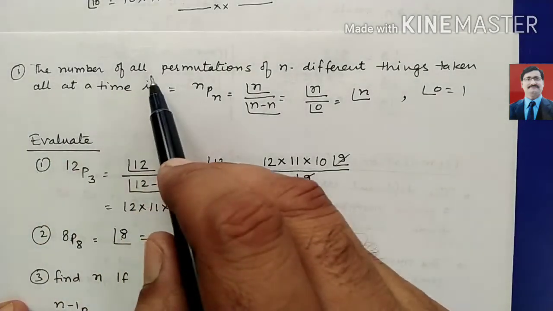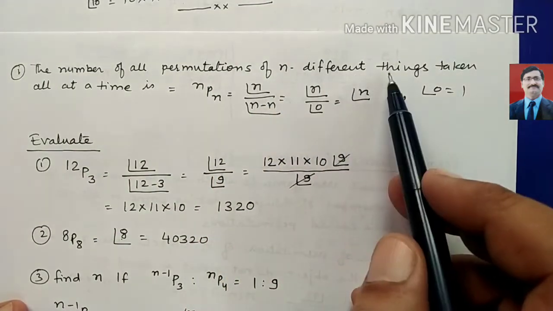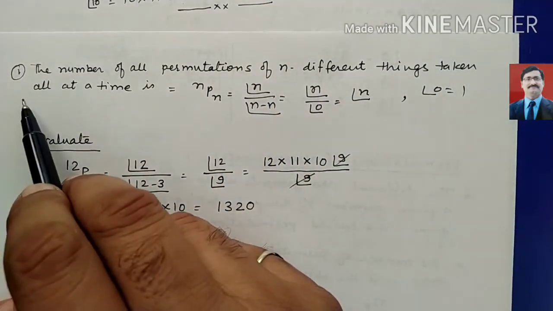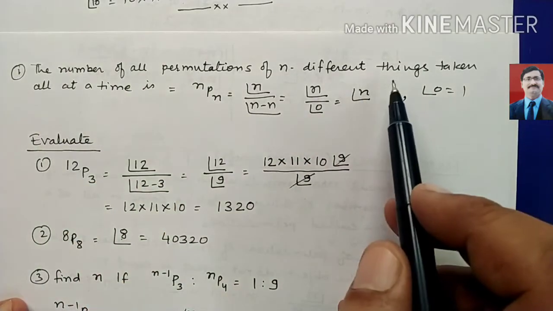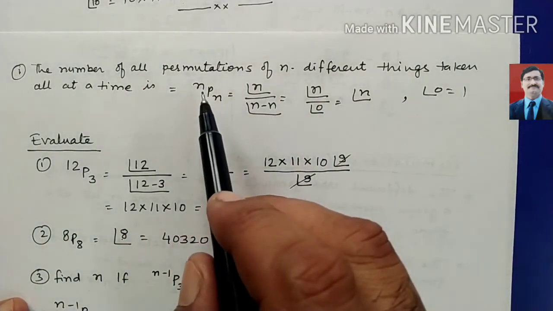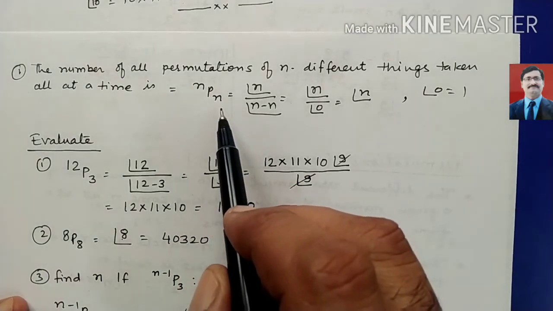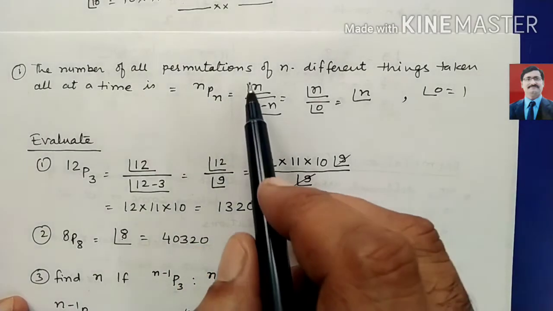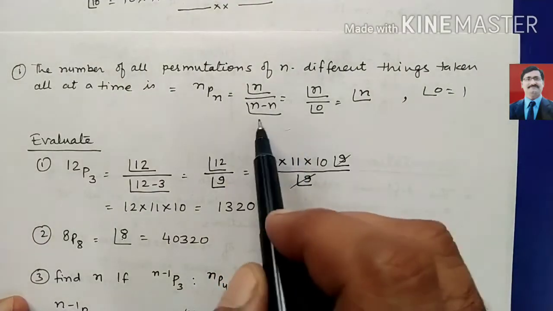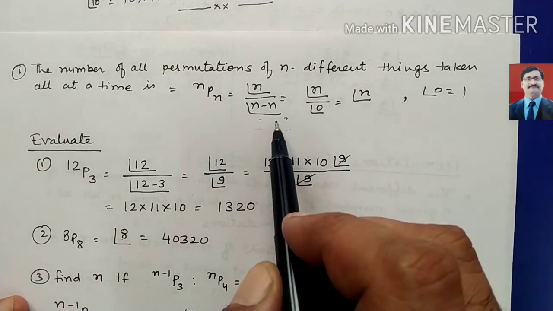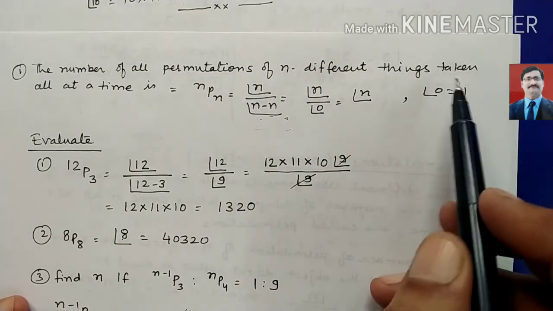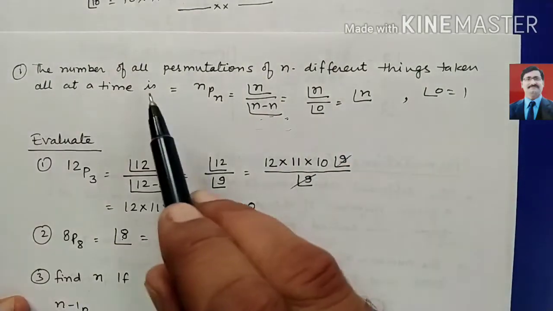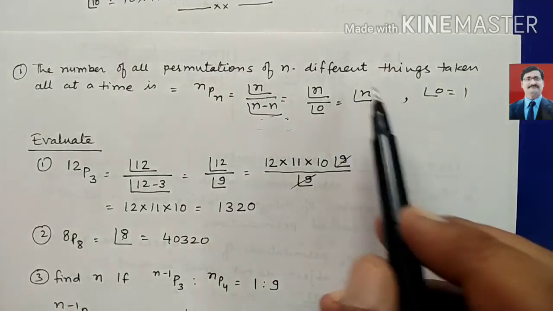The number of all permutations of n different things taken all at a time. Okay, we take all the things at a time, which means from n we take n. So nPn will be equal to factorial n upon factorial (n minus n). In place of r we also have here n. n minus n is factorial 0, and factorial 0 we always take as 1. So we have this factorial n. So nPn we can use directly as factorial n.